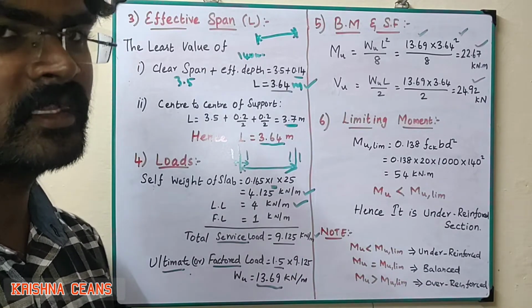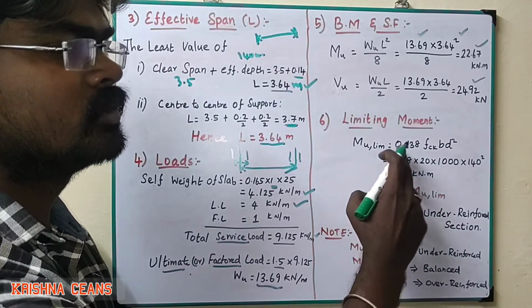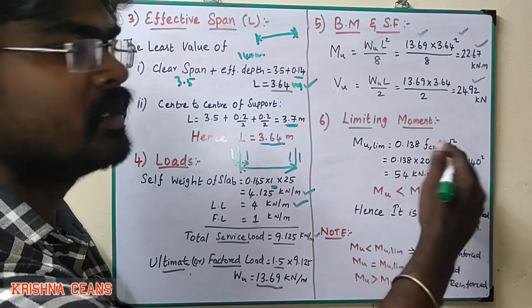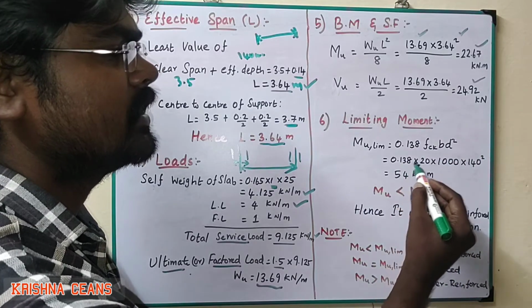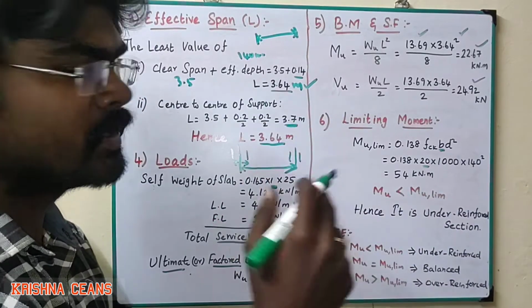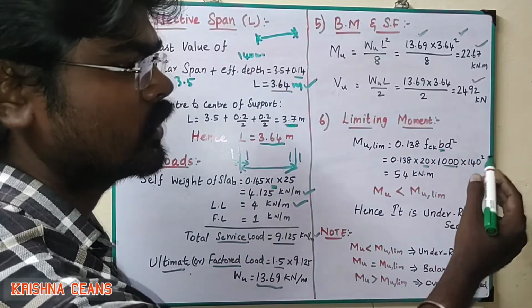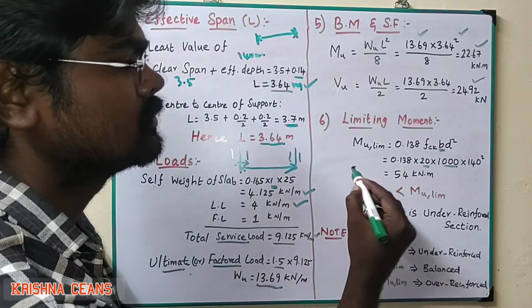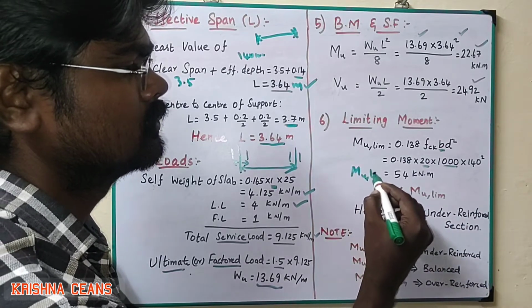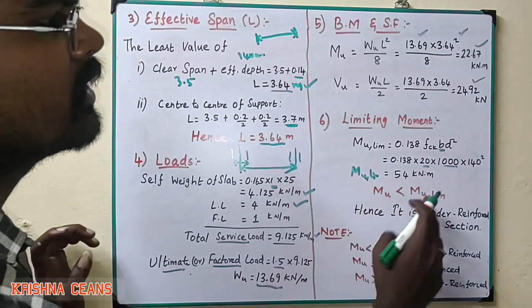So now we will check the limiting moment. The formula is Mu limit equal to 0.138 fck b d square. So 0.138 into fck is 20. B, we always design for 1 meter, so 1000. So d is effective depth, 140 square. So Mu limit is 54 kilonewton meter.